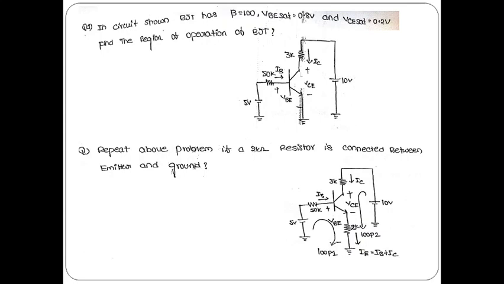Problem: in this we have this circuit. Here we are given the beta value, VBE sat and VCE sat equals 0.2. Find the region of operation. Whatever was given in the previous slide, the same steps you can follow, comparing the IB and IB min values, and you can say in which region it is operating. These two are homework for you.